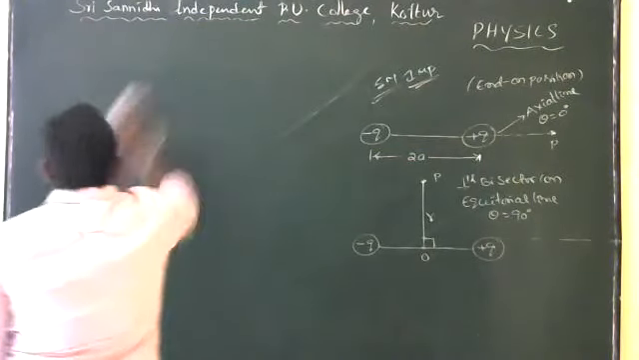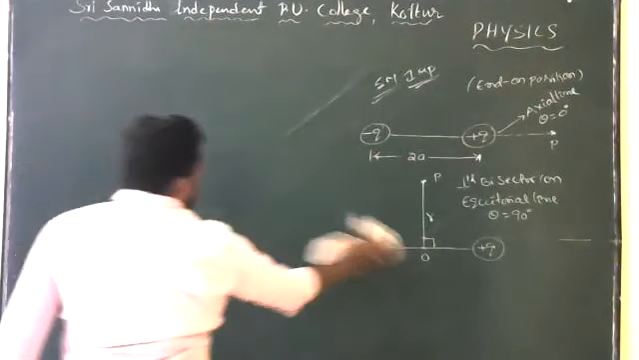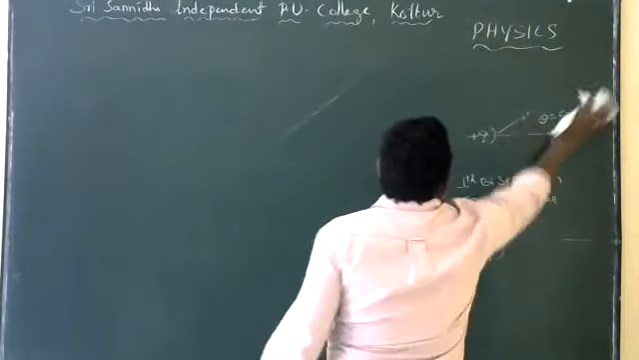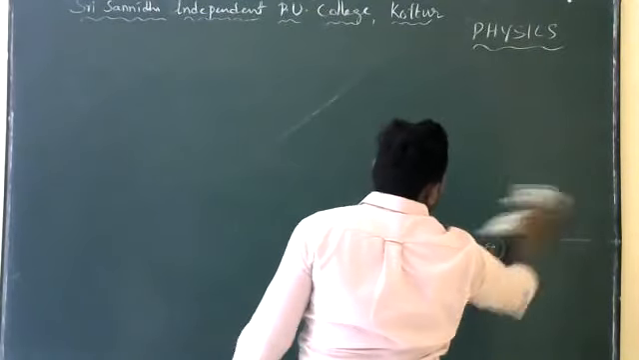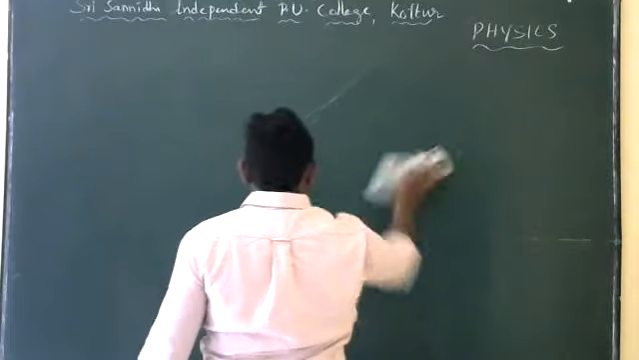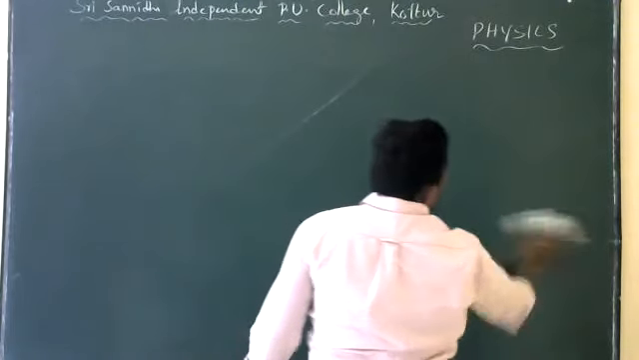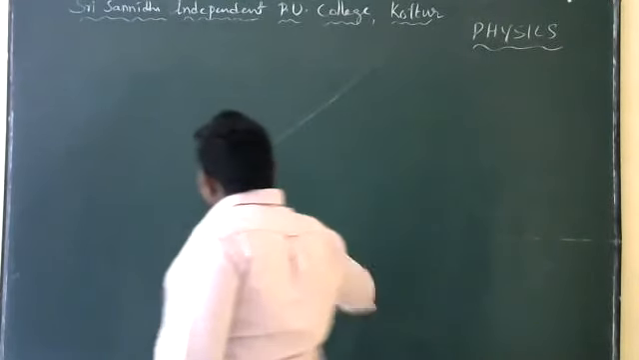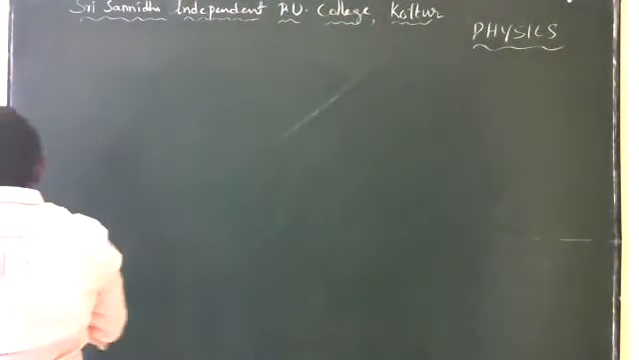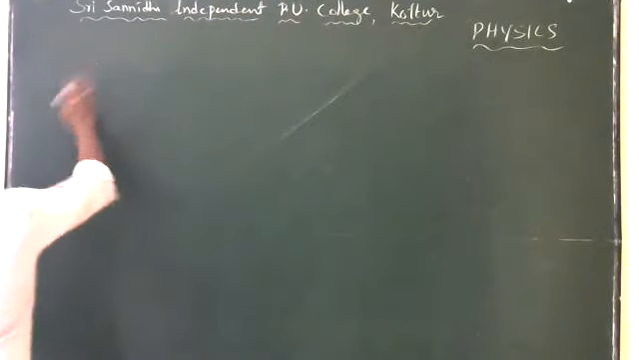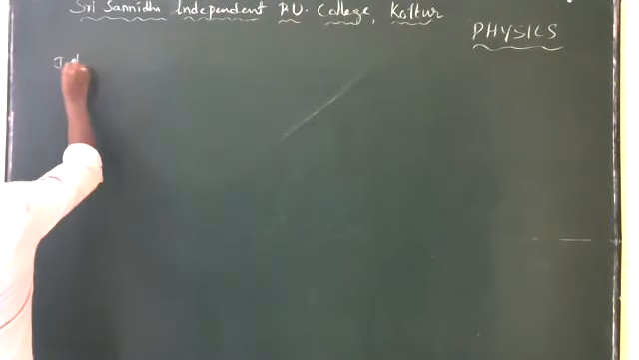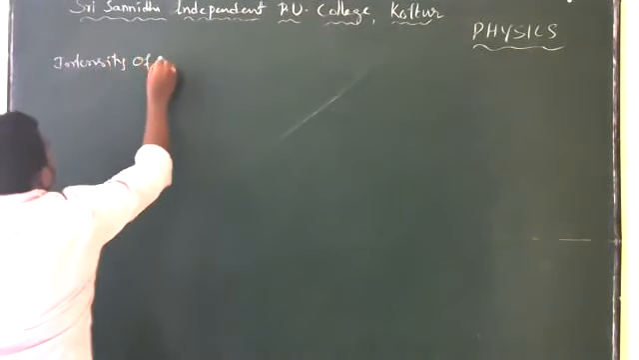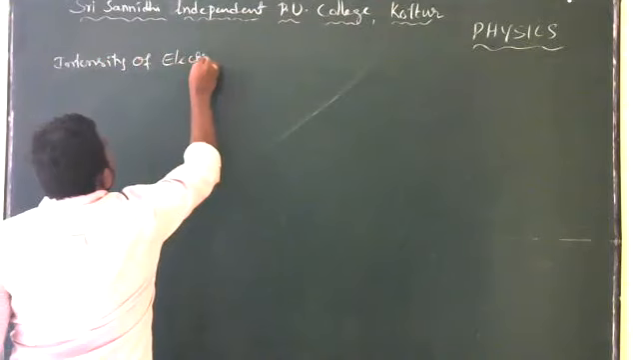First of all, what is the question? Derive an expression for the intensity of the electric field due to an axial line of an electric dipole. The expressions are very important, so keep that in mind.